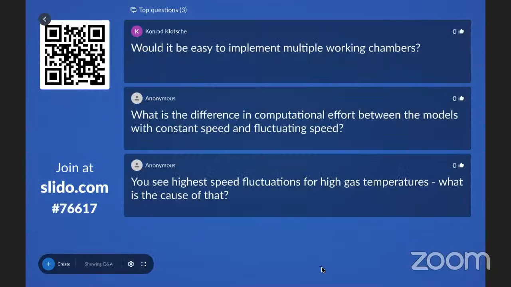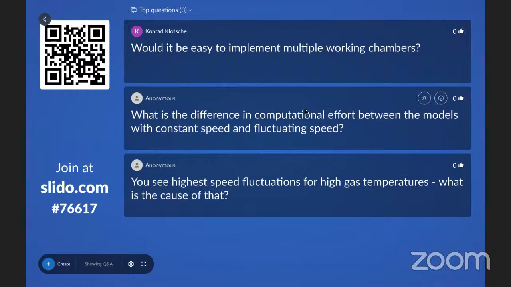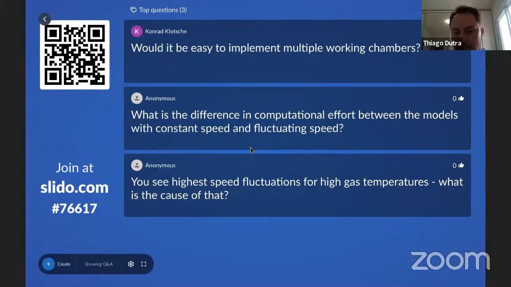So thank you, Matthias, for the presentation. Nice work. We have 2 questions at the moment. The first one is, what is the difference in computational effort between the 2 approaches, the one with the constant speed and the other with the fluctuating speed?